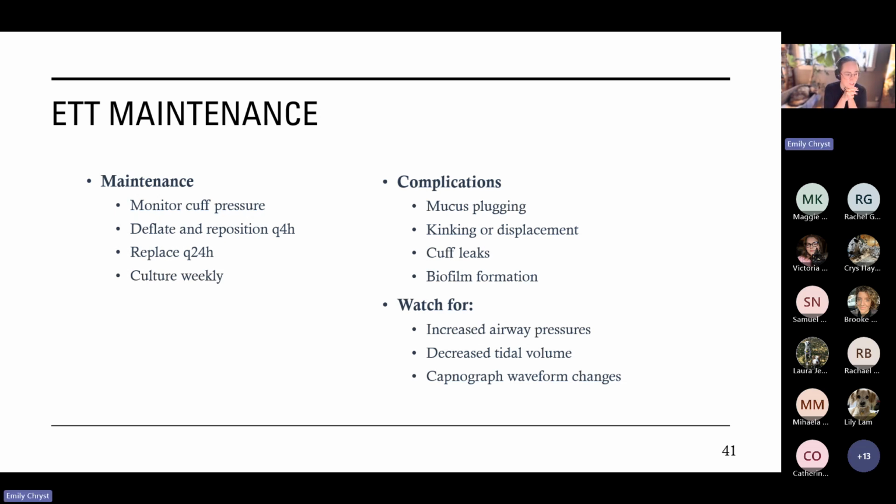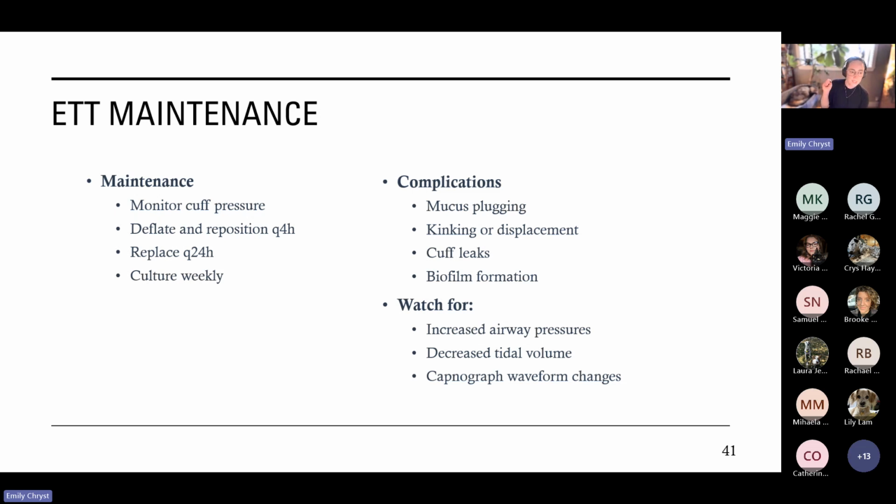So we want to replace the endotracheal tube at least every 24 hours. Oftentimes, we might need to replace it more frequently than that, but at minimum, every 24 hours. And for our longer-term ventilated patients, it's common practice to culture that endotracheal tube weekly. Again, ventilator-acquired pneumonia is fairly common, and we want to keep an eye on those microbes that might be brewing.